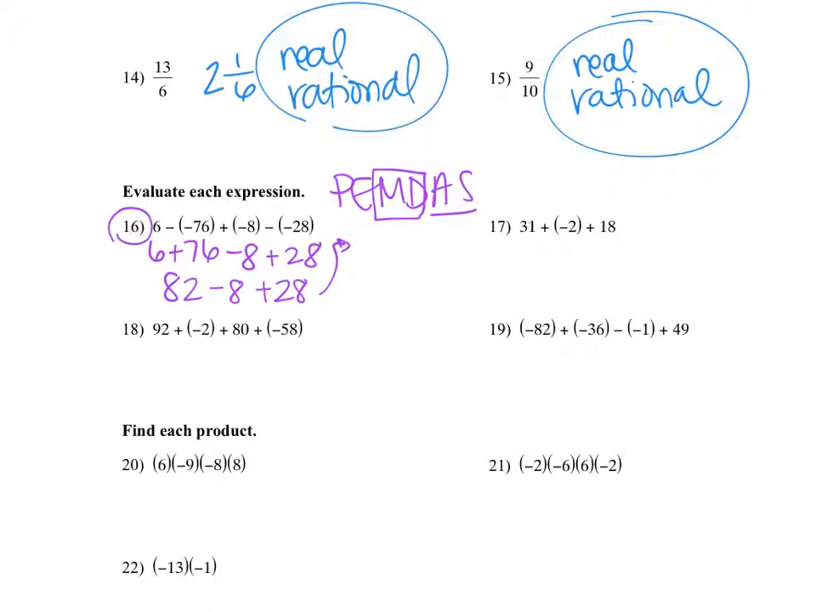82 minus 8 is 74 plus 28. And 74 plus 28 is 102. And this is my answer. Okay, so I'm not going to do 17, 18, or 19 because they seem pretty much the same. I'm going to move on to the next section.